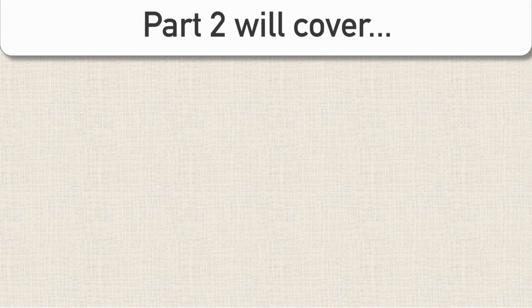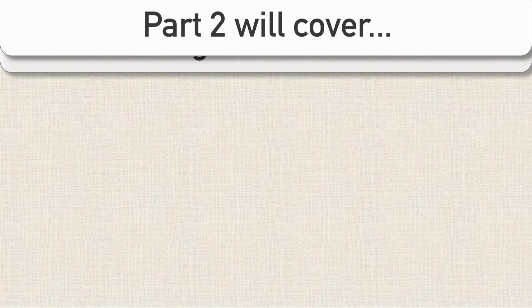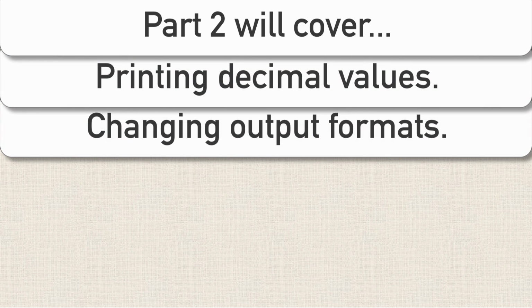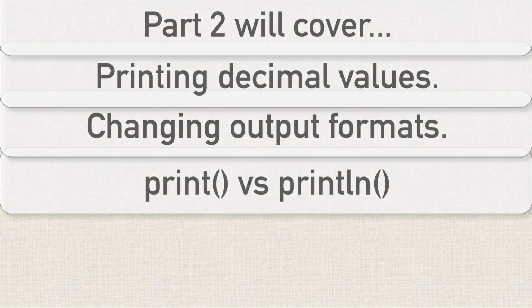So that's it for this week's show. In next week's episode, we'll jump in right where we left off. We'll talk about some more of the intricacies of the print function. For example, how to print decimal values, how to change the format of the output, and the basic difference between print and print line. I hope to see you then.